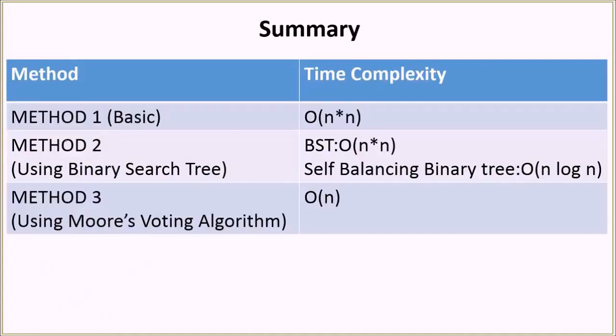So in total, we discussed 3 methods. The first basic method has a time complexity of order of n square, which is not really that good. Then we discussed method 2, where we were using a binary search tree. If we use a BST, then we get a time complexity of order of n square. And if we use a balancing binary tree, then we get a time complexity of order of n log n. Now, this is also not that good. If we use Moore's voting algorithm, which we discussed just now, then we get the job done in order of n time complexity, which is much better and the minimum possible time complexity.